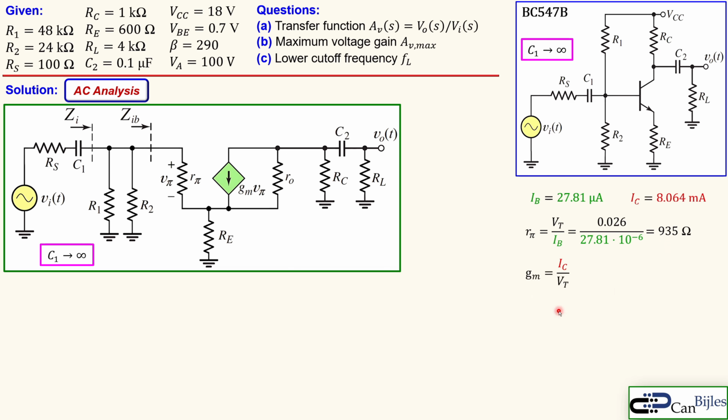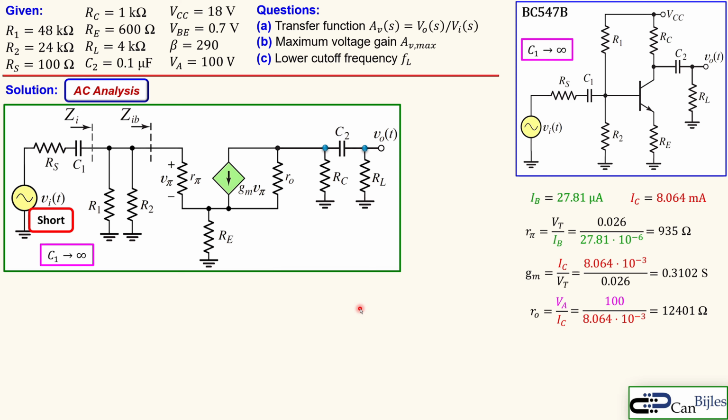gm using this formula, again using the DC collector current, and that will result in 0.3102 Siemens. The r_o is given approximately by the early voltage over the DC collector current. Now the early voltage is shown here, 100 volts, and the DC collector current is shown here, so that is then approximately 12.4 kilo ohms.